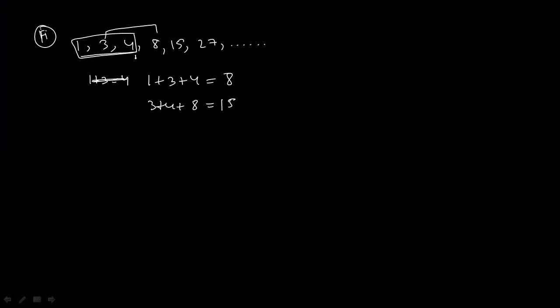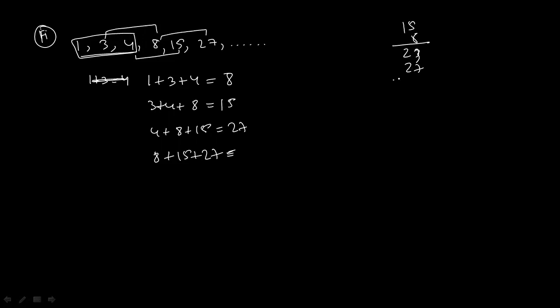Then 4 plus 8 plus 15 will be 27. Then add the next three numbers, 8 plus 15 plus 27. 8 plus 15 is 23, and 23 plus 27 is 50. So your answer will be 50. The required number is 50.